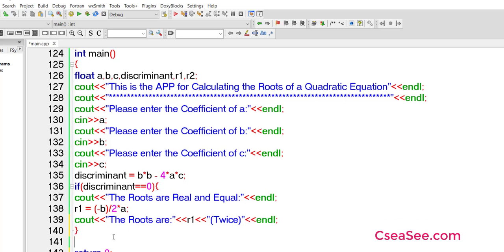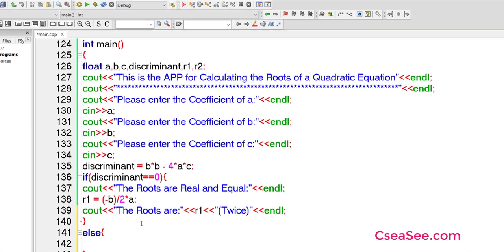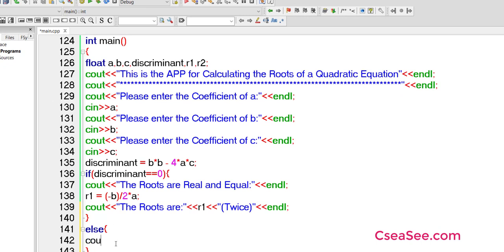Okay, and I will also give else. You can simply say cout, the roots are not equal, just for the time being, right? Because I just want to show you the output. So that's fine. So I save it and I end it. This will be okay.